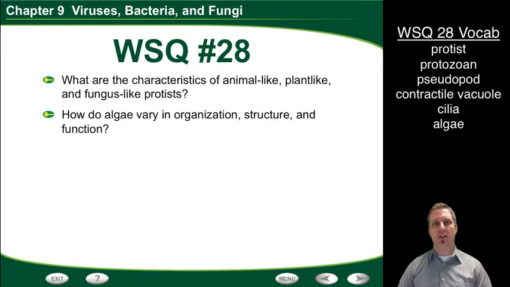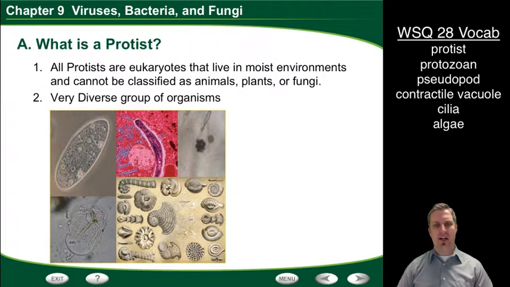Our goal or objective is to find out what their characteristics are, and the difference between those that are animal-like, those that are plant-like, and those that are fungus-like. And we're going to talk about one specific group known as algae. They're unique in that they are a multicellular protist, and we're talking about how they're organized, how they function, and how they're structured.